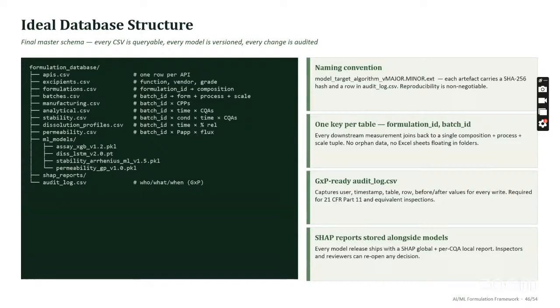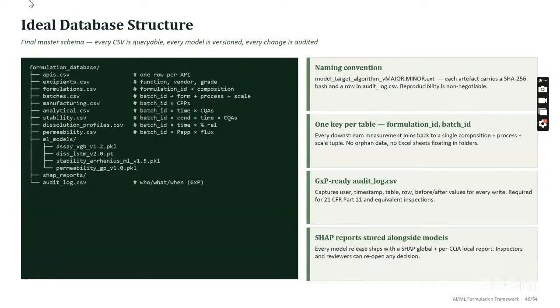Here, ideal database structures. See, API CSV, the final master schema. Schema is like a data set. Different data sets will be combined and will give you the final master schema, every CSV, comma separated. CSV is comma separated. Query a table, every model version with a hash, every change audited. One key per table, so every measurement traces back to a single composition, process scale. No orphan data. So no spreadsheets floating in folders.